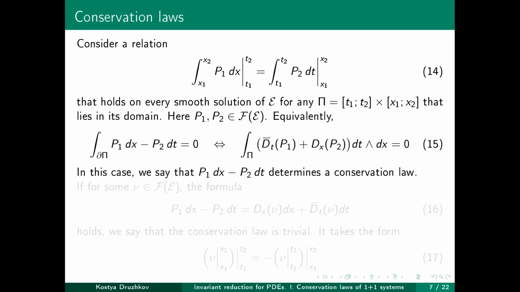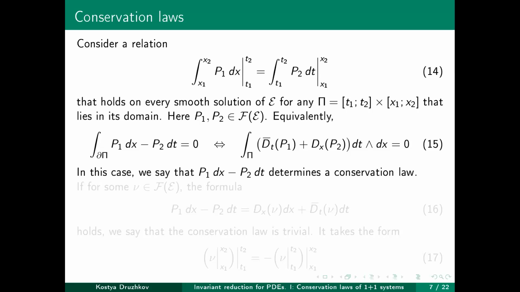If we have a relation of the form 14, that is a relation that tells us that there is no source of this quantity having density P1 on the segment X1, X2, and this total quantity can change over time only due to boundary influx of something else. So this relation must hold on every smooth solution of epsilon for any rectangle phi that lies in its domain. Here we can, without loss of generality, say that phi, P1 and P2 are functions on our equation.